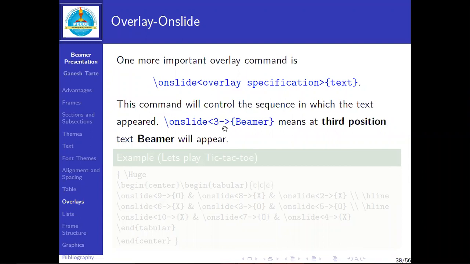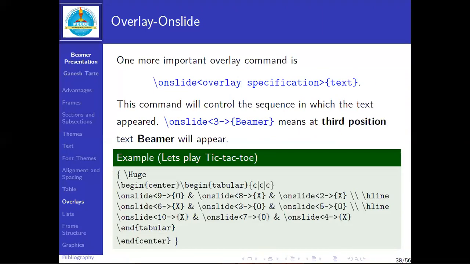So this on slide, angular bracket 3 dash, and then in curly brackets beamer, what does it mean? So on slide, the word beamer appeared at the third position. To elaborate this example, let's play the code.